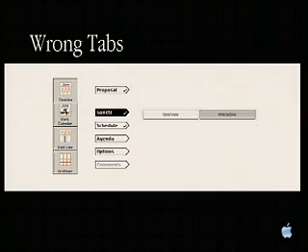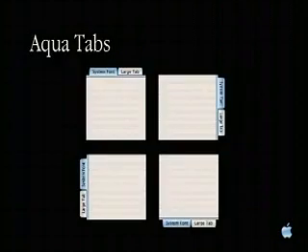So if you've got a tabbed interface, use the standard macOS 10 tabs, which look like this. They're available north, south, east, west side of a pane: top, bottom, left, right. And they're available in a standard or small size.